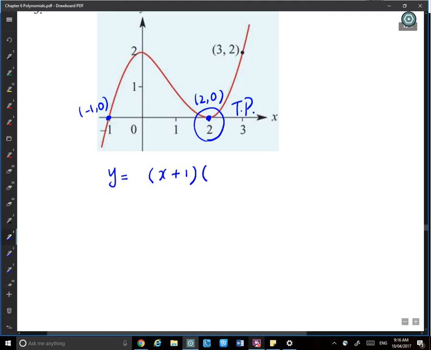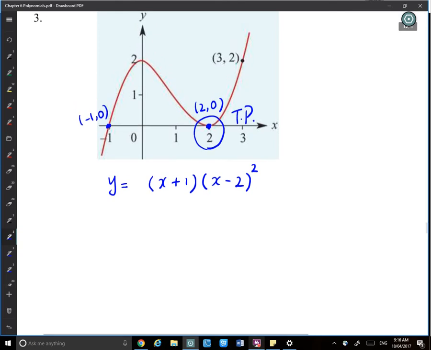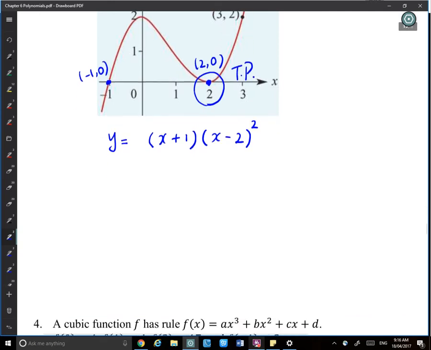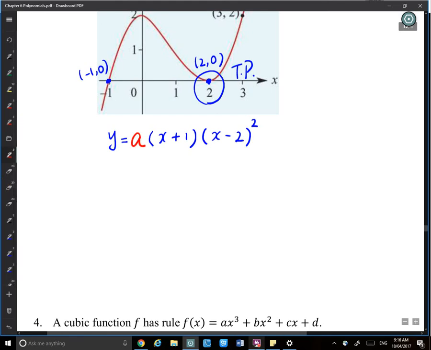The next one is 2. You have x minus 2, and that's a repeated factor. You will have 2 of that term, so it's squared. Have we done? Do you think it's the final answer? No. You need to have what? A value. Good. You need to always have this a value.